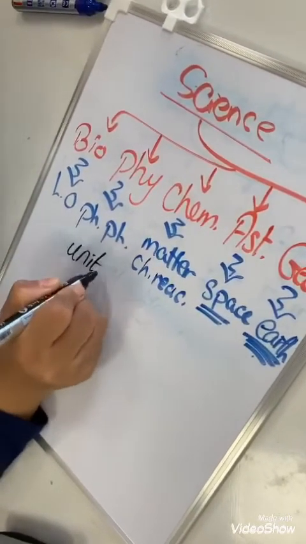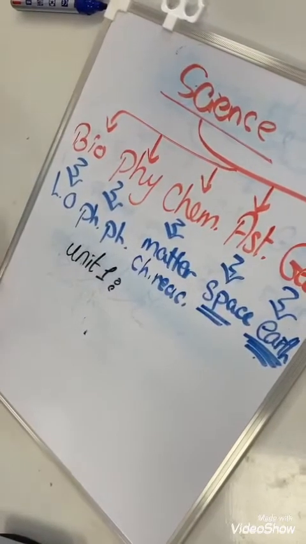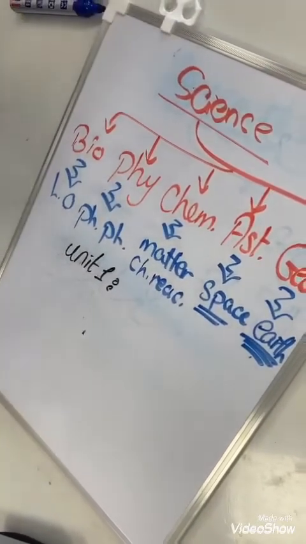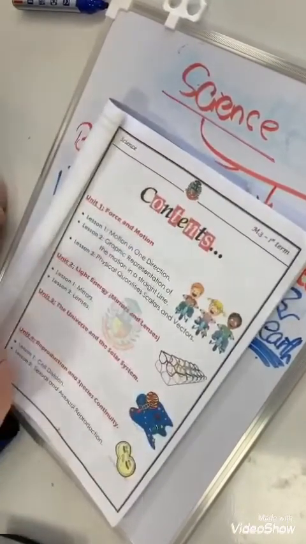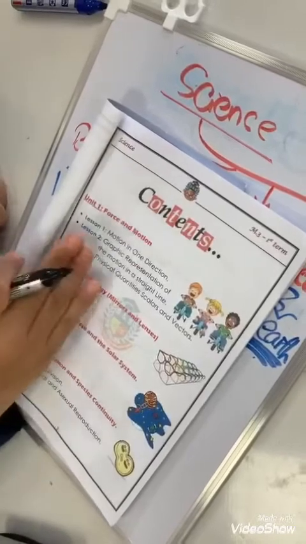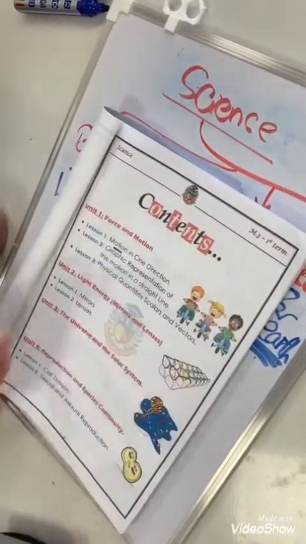Unit 1 is called force and motion. Look here at the book. Unit 1 is called force and motion. It has 3 lessons, and we will start today with lesson number 1, which is called motion in one direction.